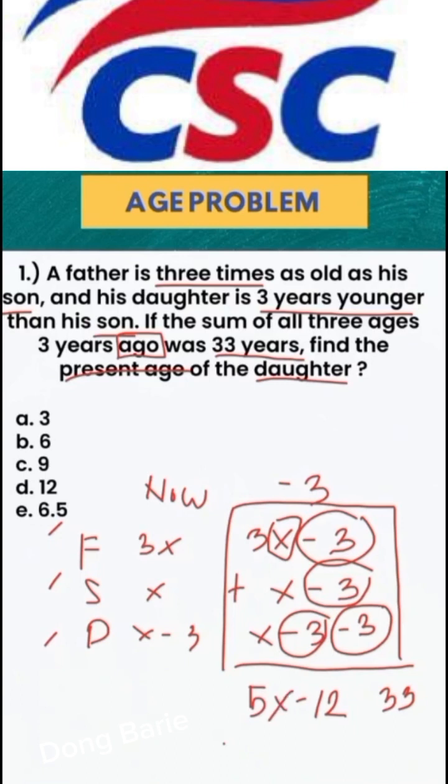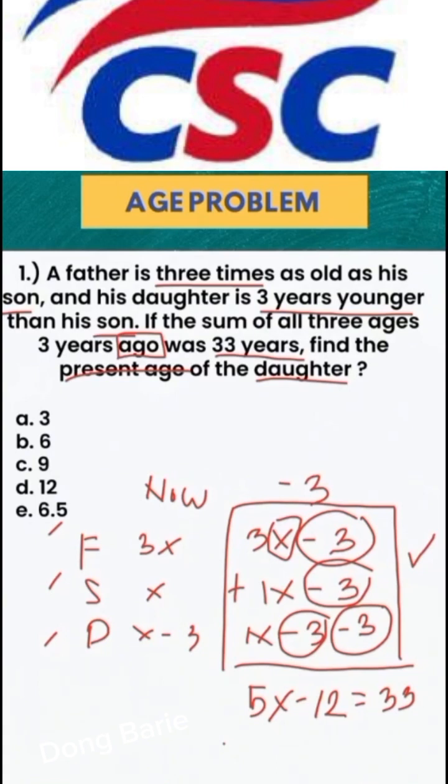Bakit 5x? Tandaan po ninyo, pag wala po yung number dito sa before x, meron pong coefficient yan, automatically na 1. Okay. Always remember that. So, yan na po ang ating equation. 5x minus 12 is equal to 33. Okay. Kasi the sum of 3 ages 3 years ago, ito yun, was 33.